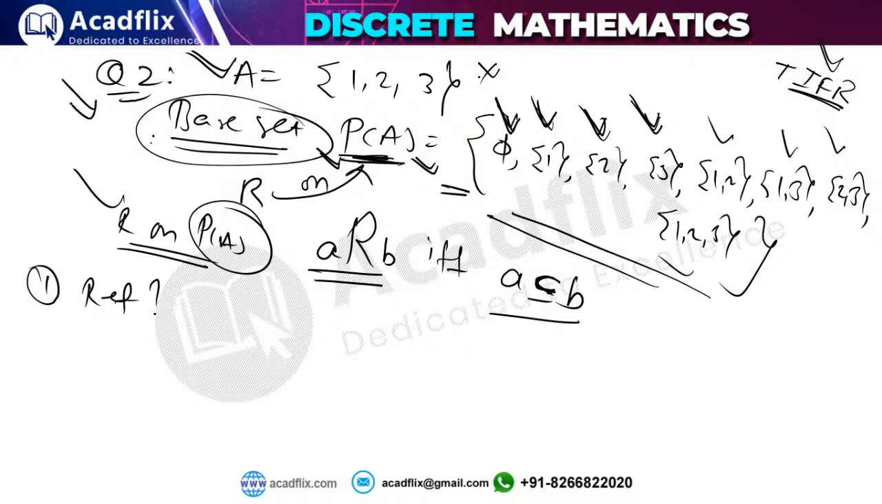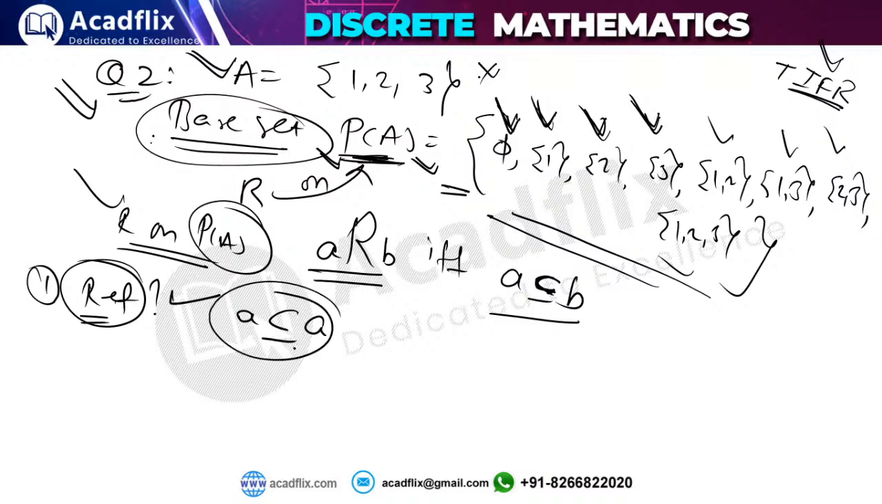Let's see this example. Is this reflexive? Yes, this is reflexive. I told you already what we mean by reflexive. Reflexive means a set is a subset of itself. Yes, a set is a subset of itself.